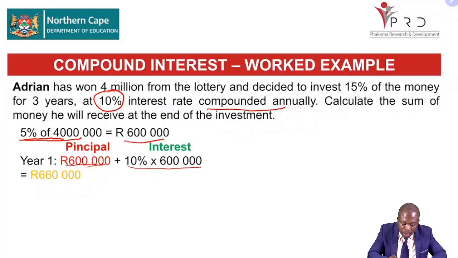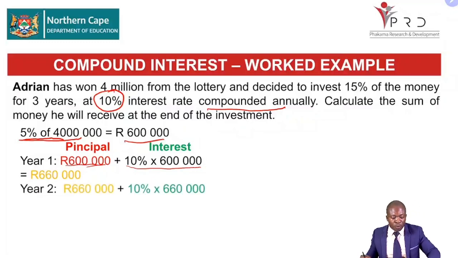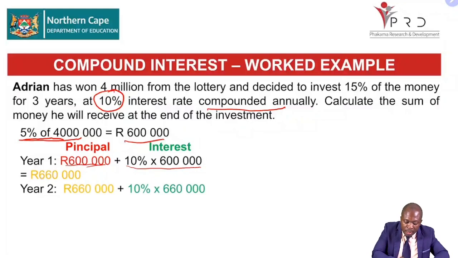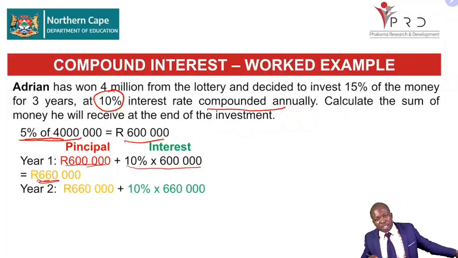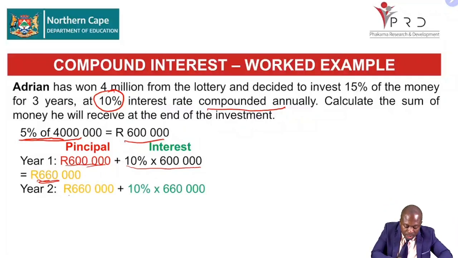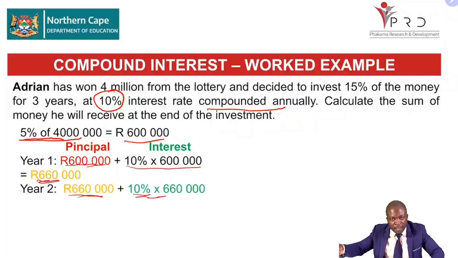So 10% of 600,000, I hope you have worked it out already. This is the 600,000 plus the 60,000 for year 1. That's why you see me writing 660,000. How about year 2? We don't go back to 600,000 anymore. We now use the 660,000, which is in the account. That is why I'm starting with 660,000. Then now I must calculate 10% of the 660,000.